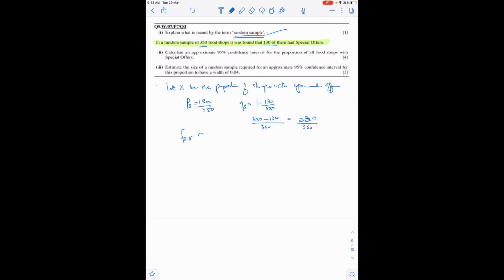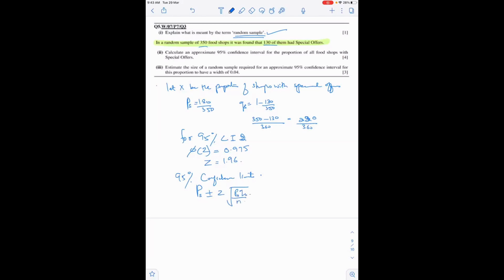For a 95% confidence interval, phi of z is going to be 0.975. So z is going to be, at 95 we just found 1.96, I think this is 1.96. Okay, 95% confidence limits. The formula is plus minus the value of z times square root of pq upon n.